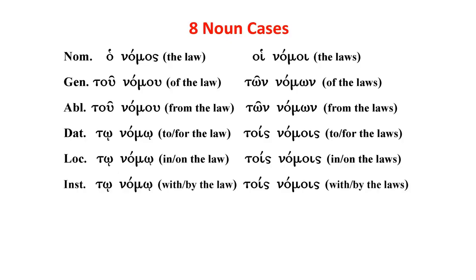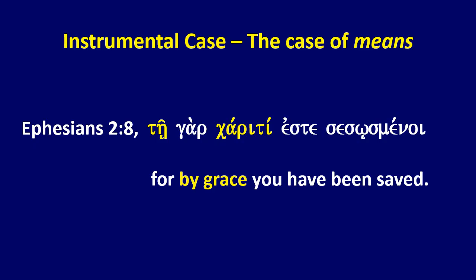The sixth case form is the instrumental case, and again it is spelled exactly the same way as the locative or dative case forms. But if a word such as tó nómo were found in a sentence, depending on the context and the reading of that sentence, sometimes it would make better sense to view it as instrumental. And if that's the case, rather than locative or dative, then you would translate it with the words with or by the law. And the instrumental case is the case of means. In other words, something being an instrument or means.